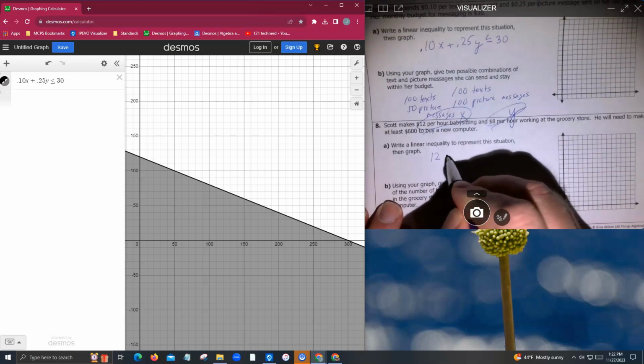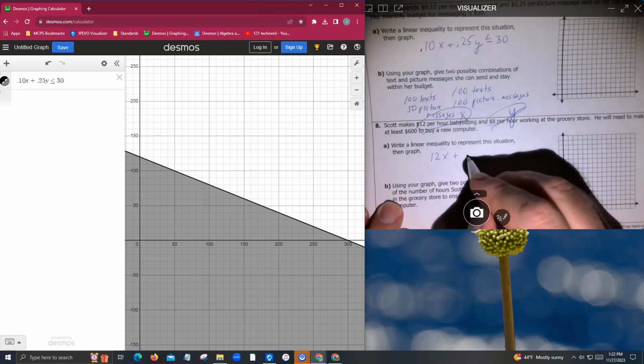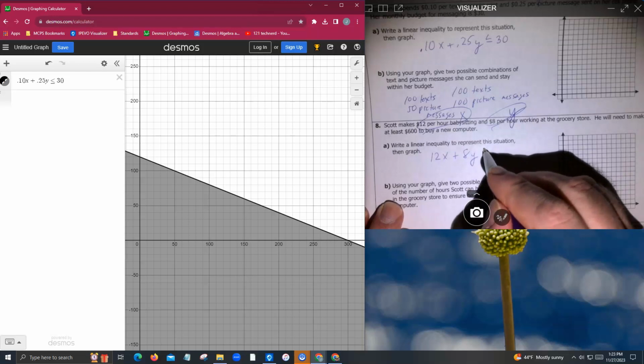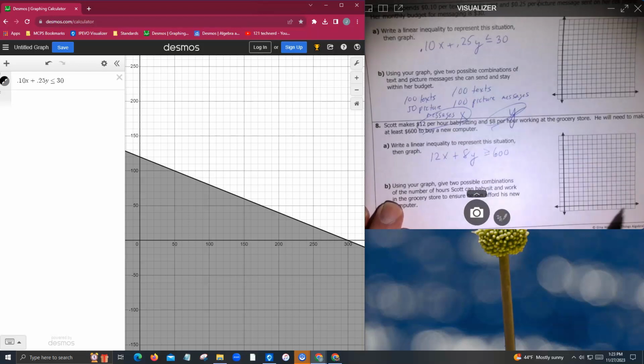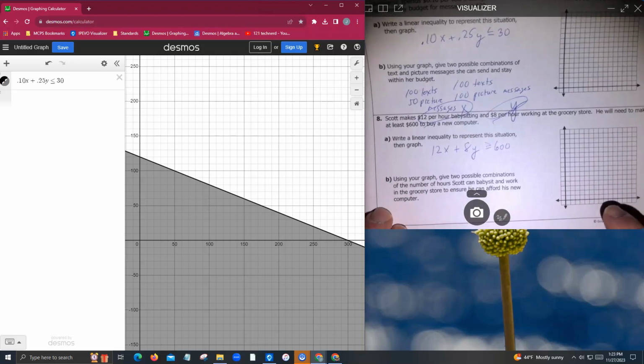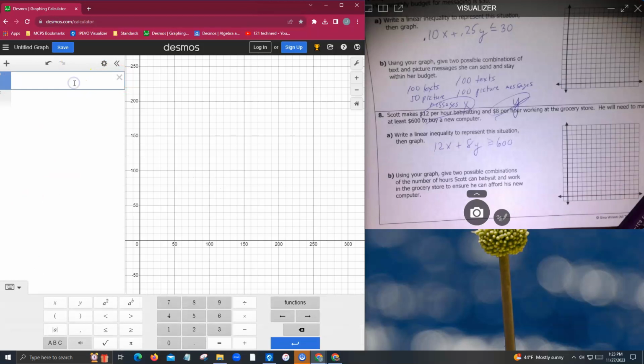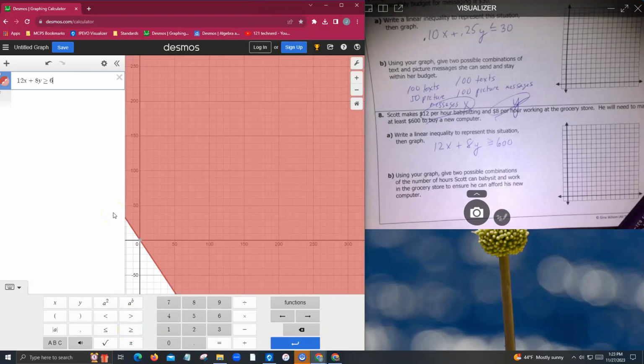So we're going to make $12 for every hour babysitting, plus $8 for every hour working at the grocery store. He has to make at least, so he wants to make $600 or more to buy a new computer. And then we can pick out different combinations again to afford that computer. So I'm going to go back up here, type in my equation that I came up with. 12x plus 8y is, go down here and click greater than or equal to 600. Okay, and so again, you got lots to choose from.